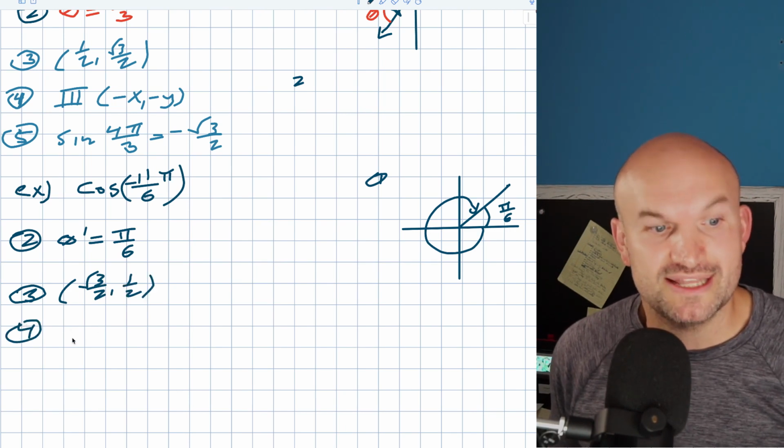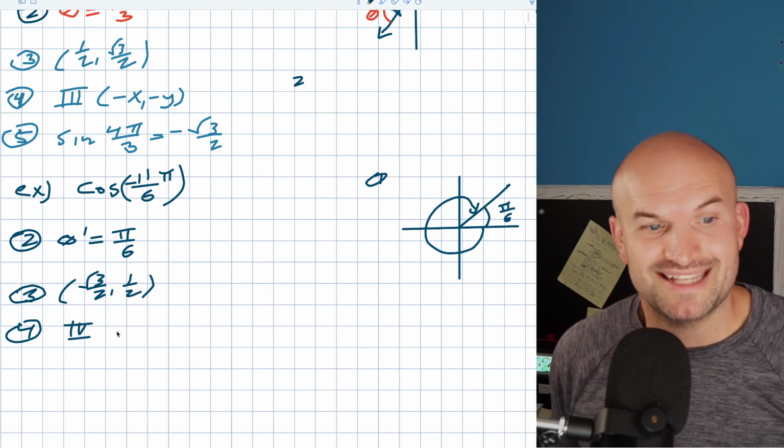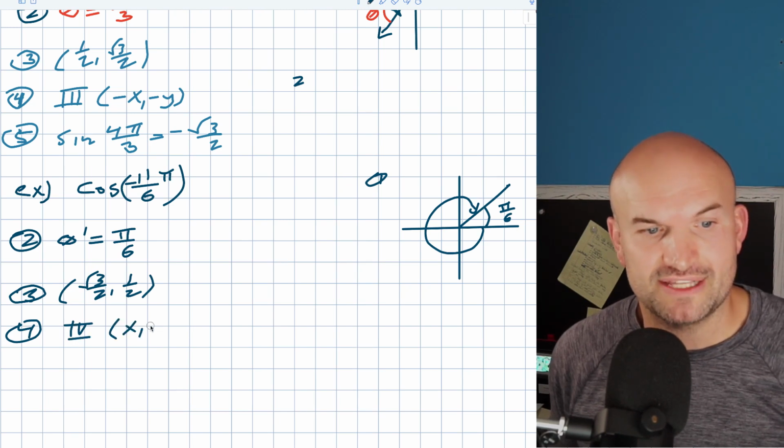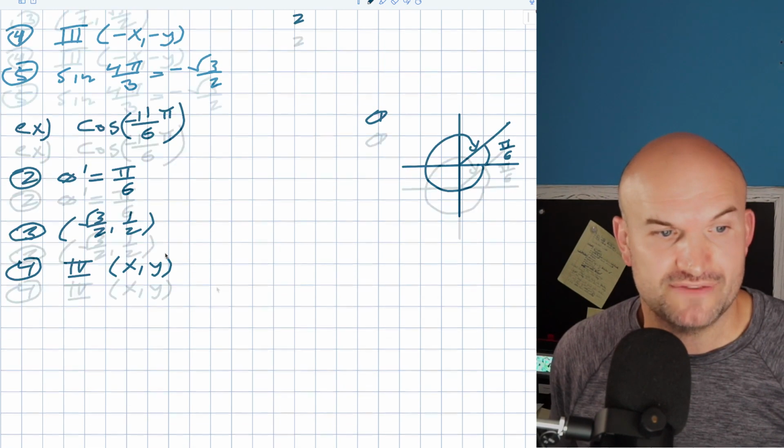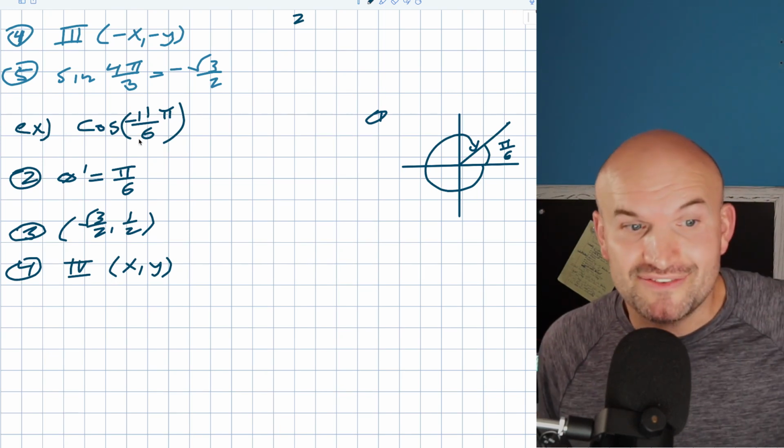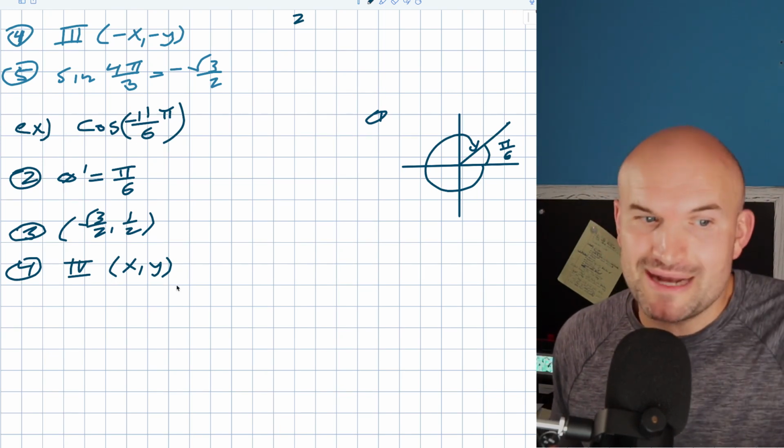What quadrant is this in? This is in the 4th quadrant. That's awesome because everything's going to be positive, so I don't have to worry about negatives here. Even though the angle's negative, the value, the coordinate points, is going to be positive, right?